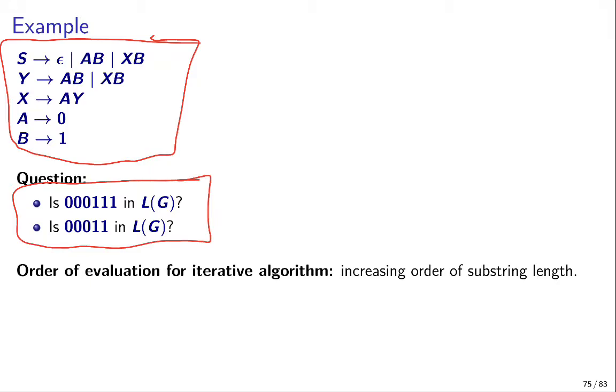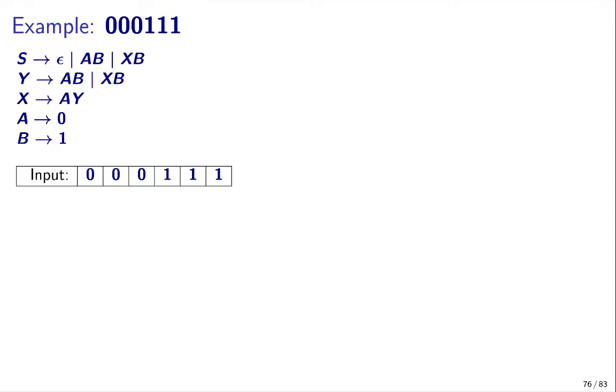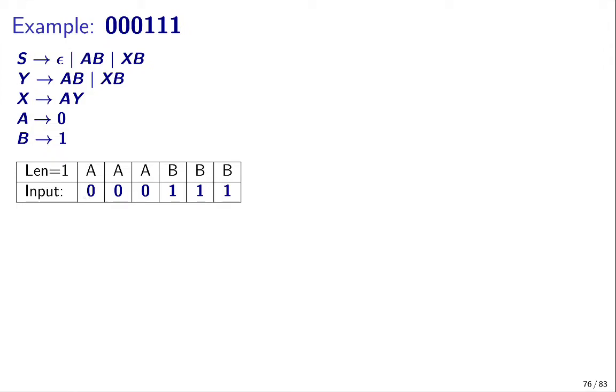But for the time being, I want to decide whether those two strings are in the language. So we are going to just do it. Let's start with the first string, 000111. Initially we just start with the input string. Now we figure out for all substrings of length 1 which variable can derive them. The zeros can be derived by A, and the ones can be derived by B.